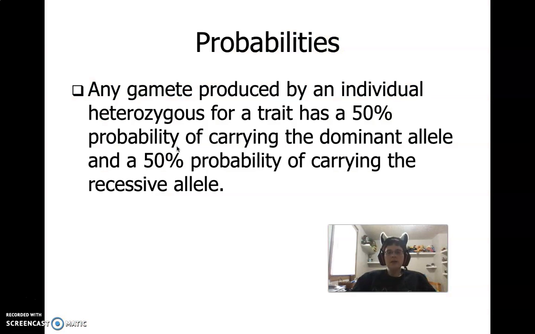All right, the other thing that I want to show you real quick is you can do this with Punnett squares, but you can also solve these with probabilities, because from the law of segregation, we know that any gamete produced by an individual who is heterozygous has a 50% probability of carrying the dominant allele and a 50% probability of carrying the recessive allele. Now I'm going to show you how to do it with probabilities. You do not have to use probabilities. If Punnett squares make sense to you, use Punnett squares. If probabilities make sense to you, use probabilities.